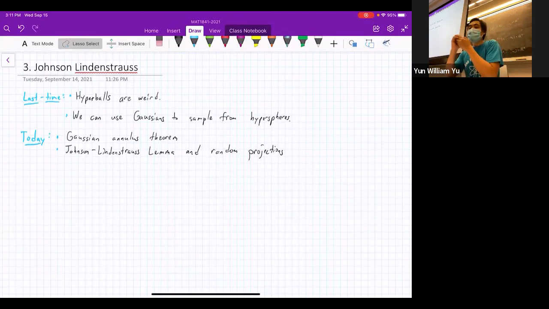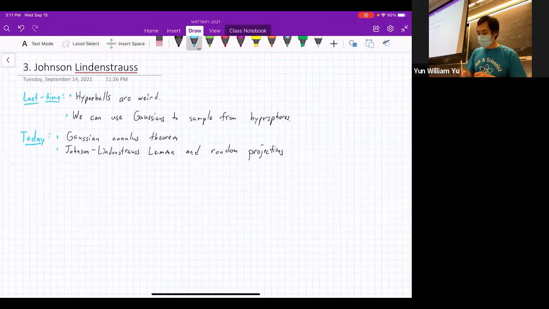If you recall, last time we figured out that hyperballs are really weird in all sorts of crazy ways. Another thing we realized is that multidimensional Gaussians have a nice probability density function, which means that they're spherically symmetric, and so they're a useful way to sample from hyperspheres. We're going to talk about random projections in today's lecture. So let's get started.